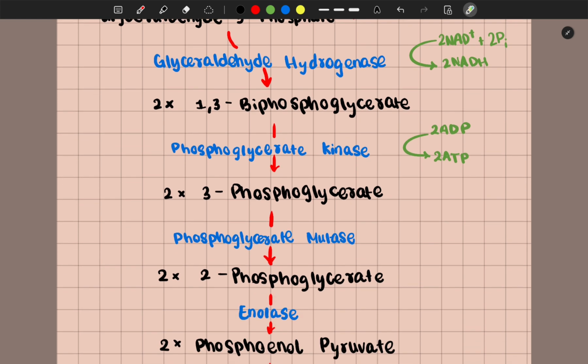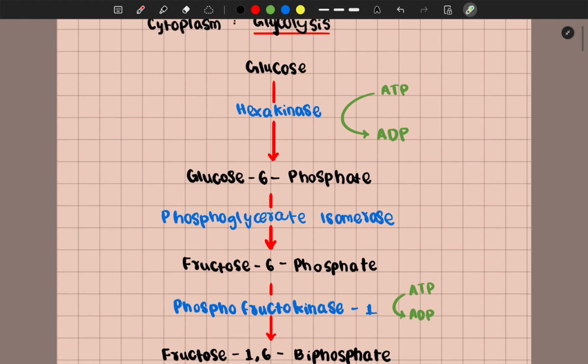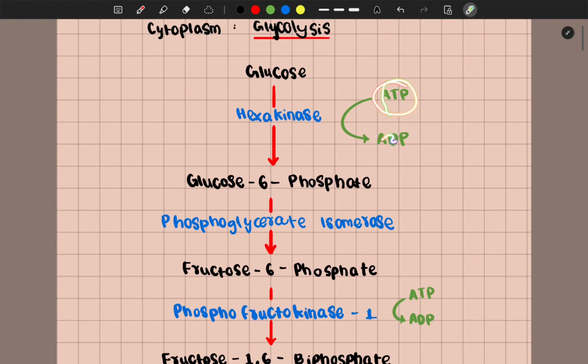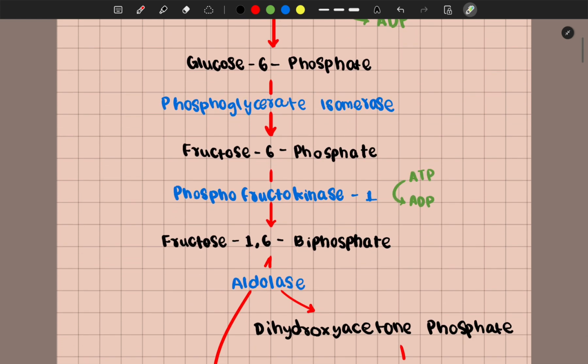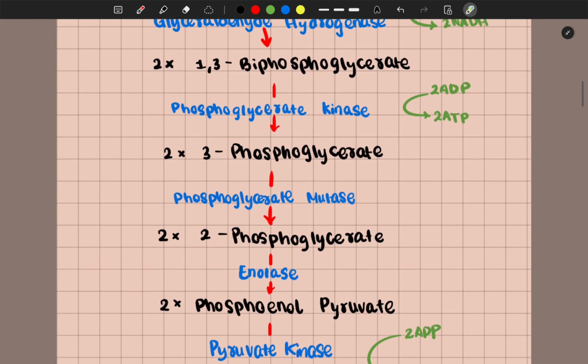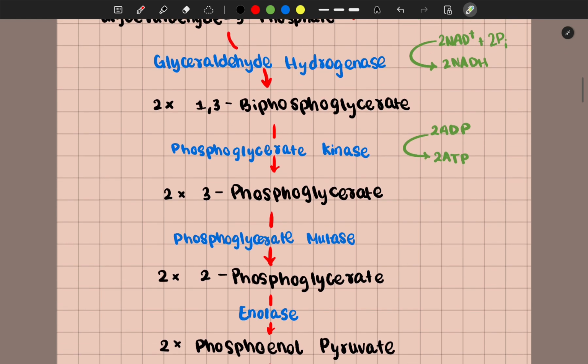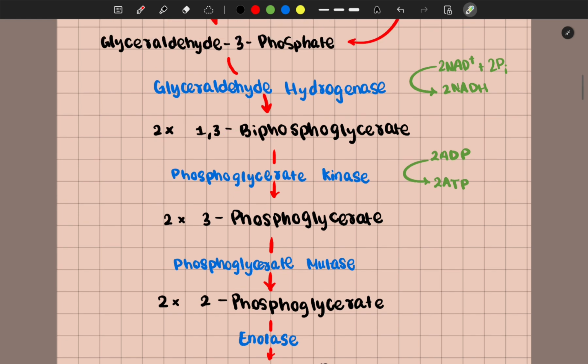Now we go through another change. Before, in these steps, we were adding a phosphate group from adenosine triphosphate. Glucose would gain a phosphate group and become glucose 6 phosphate, and fructose 6 phosphate would gain a phosphate group and become fructose 1,6 biphosphate. But here, on the other hand, we are taking away a phosphate group and putting it back into the cytoplasm. And since we have two molecules of 1,3 biphosphoglycerate, we can give it back.